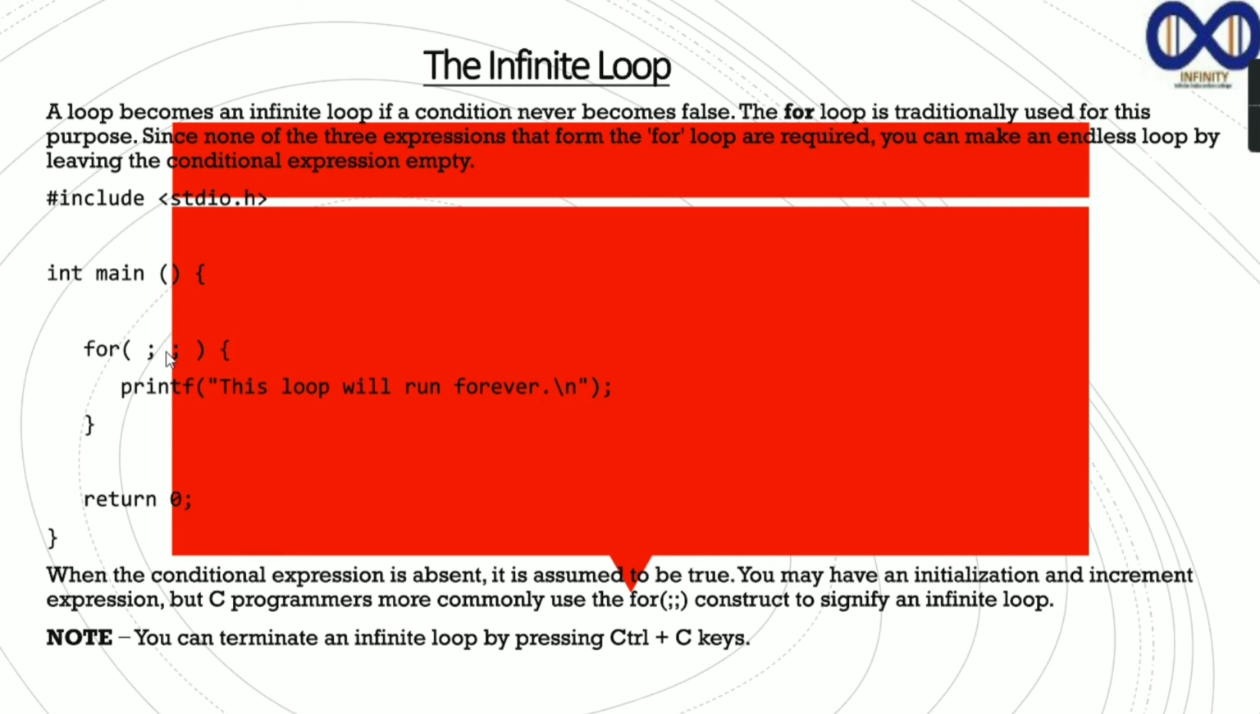So here is the infinite loop: #include <stdio.h>, int main, opening of the braces, for(;;) is given, and then opening of the braces. Print, this loop will run forever, in a new line. Closing of the braces and then return 0 and closing of the second braces. When the conditional expression is absent, it is assumed to be true. You may have an initialization and increment expression, but C programmers more commonly use the for(;;) construct to signify an infinite loop.